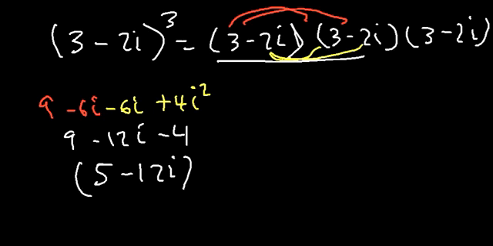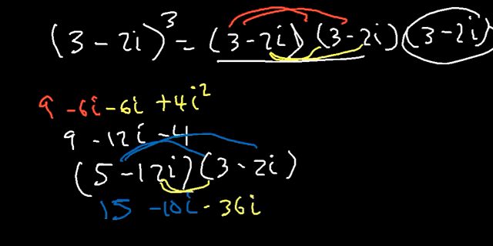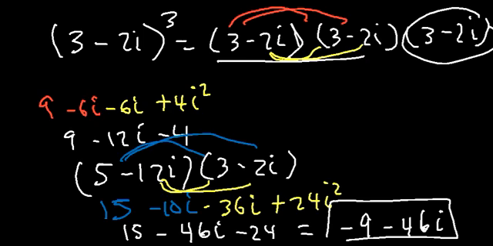And we're going to take this result, multiply by the third one. So we FOIL again. So 5 times 3 is 15. 5 times negative 2i is negative 10i. And then negative 12i times 3 is negative 36i. And then negative 12i times negative 2i is positive 24i squared. So this is 15. Negative 10 minus 36 is negative 46i. And 24i squared is negative 24. So 15 minus 24 is negative 9. And then minus 46i. So that's the answer for that one.